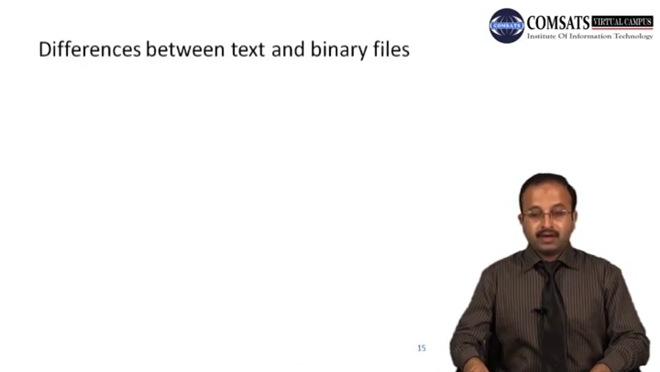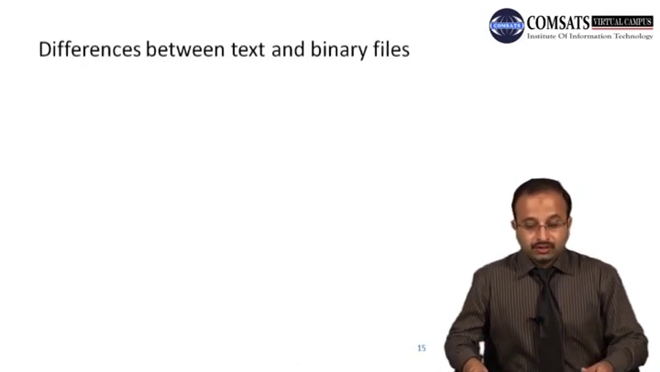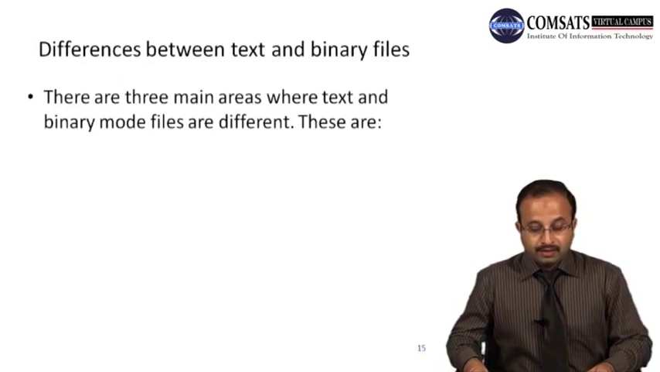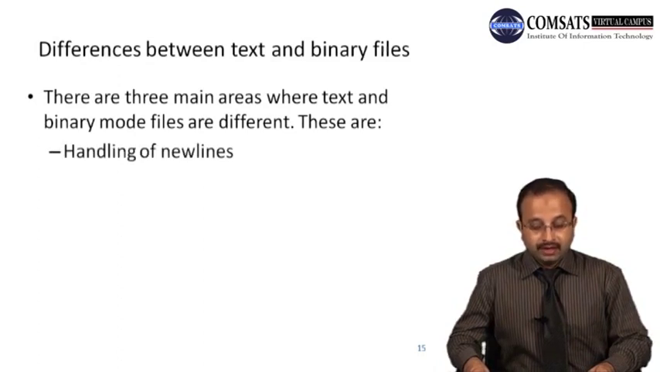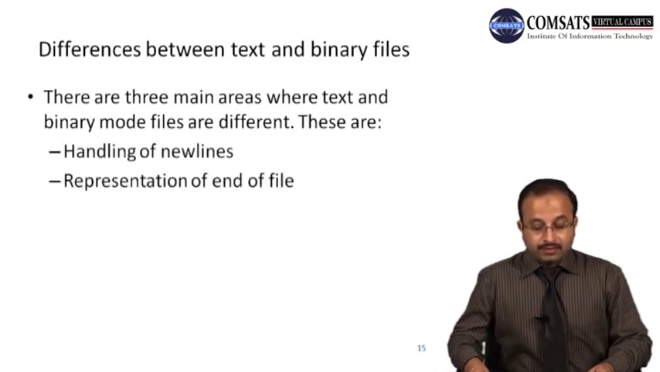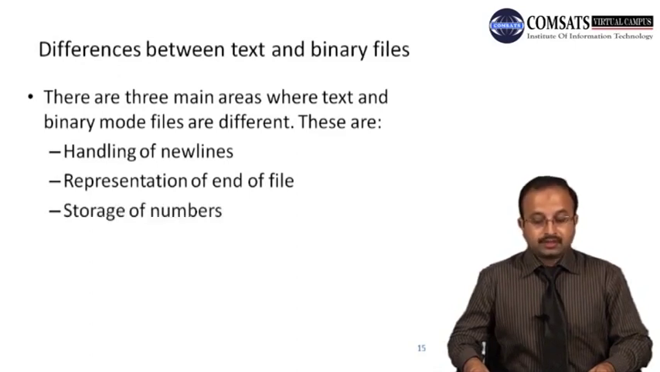Difference between text and binary files. So what is the difference then? There are three main areas where text and the binary files are different. These are handling of new line character, representation of end of file, and storage of numbers.